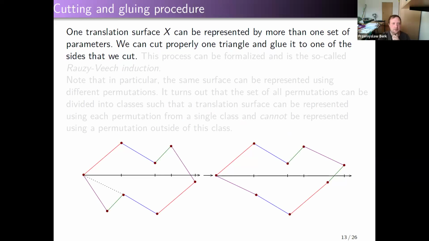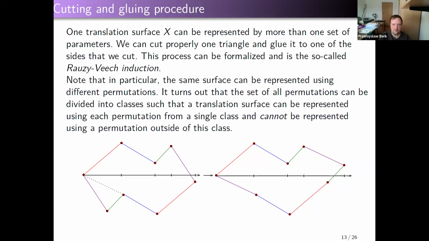And also, I want to tell you, maybe not formally, that you might have noticed that a single surface has more than one representation. As you can see in the bottom picture, we can cut one of the triangles, for example in the left-hand side picture, and glue it. We cut this triangle with the purple and green line, and we glue it where the other purple line copy was, and we just move it via a translation. But the surface didn't change. It's just the picture that changed. Okay, so the surface is the same.